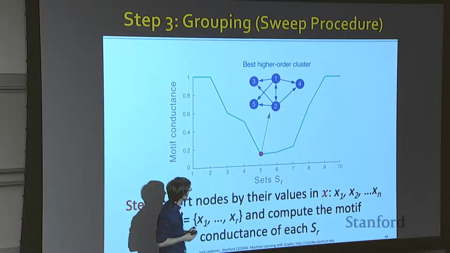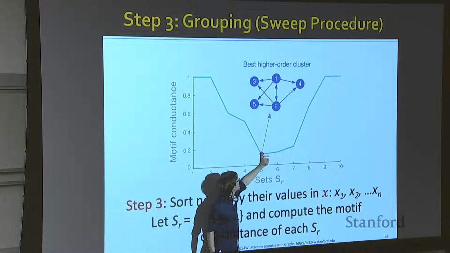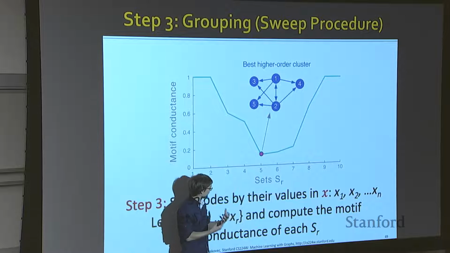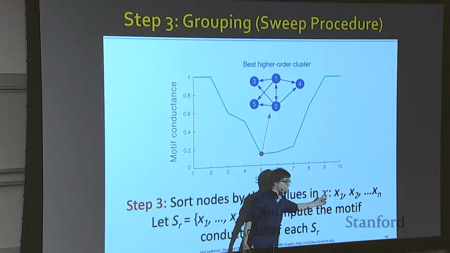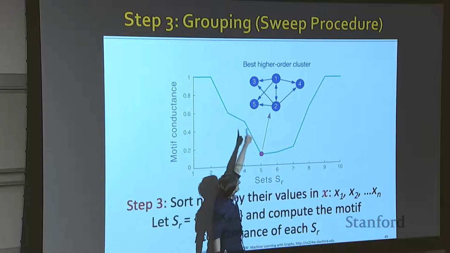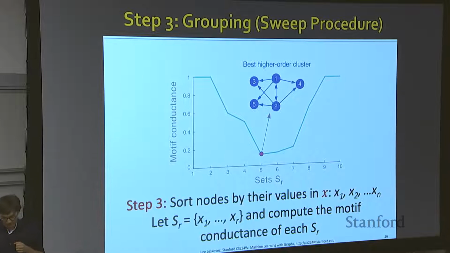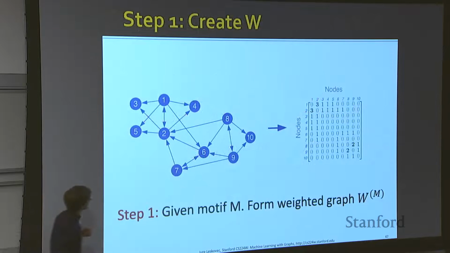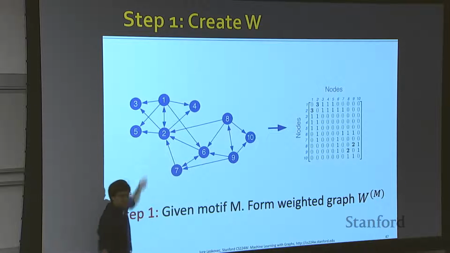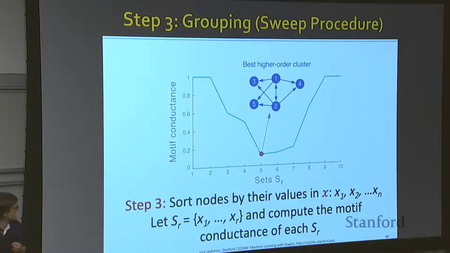What you notice if I plot this, which is called the sweep procedure, is that the value of conductance is minimized here. And if I look at what are the first nodes that have the 5 smallest values in the second eigenvector x, this is the subgraph of the 5 nodes that have the smallest values. If I go back, right, this was the graph, and the first 5 nodes are these nodes up here. So essentially, the point is that we are able to identify these clusters, right?